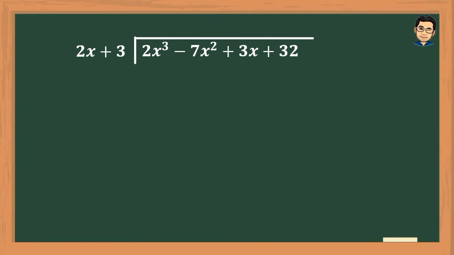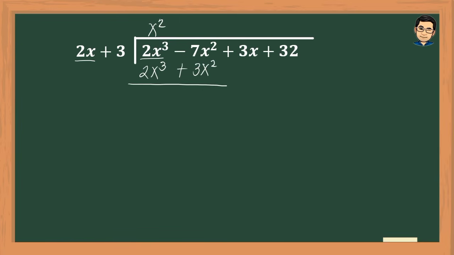So, 2x cubed divided by 2x. So, 2 divided by 2, that is 1. And then, x cubed divided by x, 3 minus 1. So, that is x squared. And then, ibalik natin, x squared times 2x, that is 2x cubed. 3 times x squared, that is positive 3x squared.